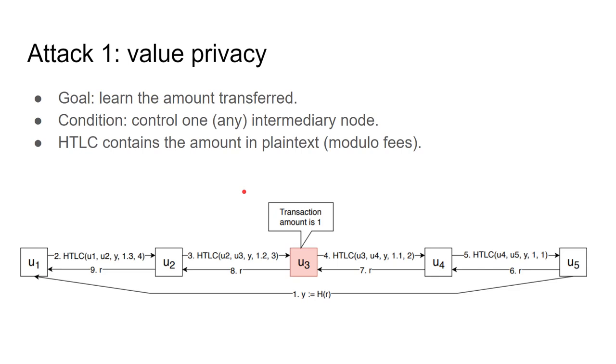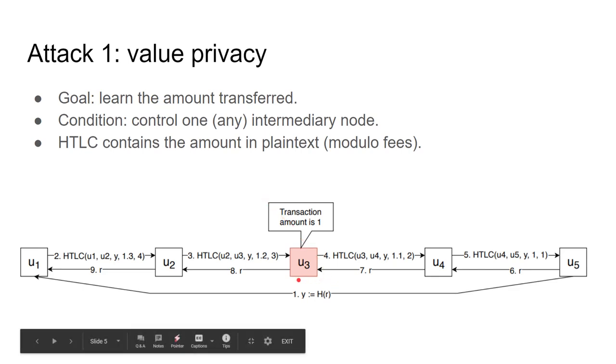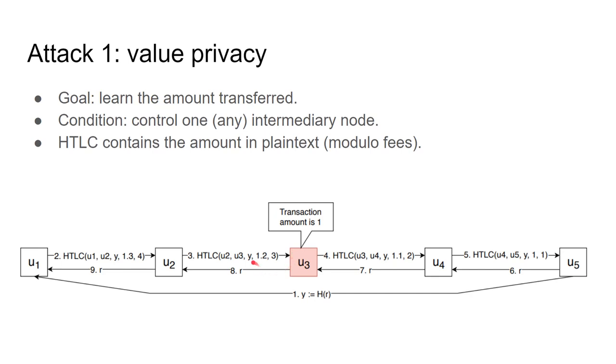In the Lightning Network, the amounts are not hidden. They are not encrypted. They are transferred in plain text. So if user number three just wants to know how much money is being transferred through this node, then they can just look it up in the HTLC and see that they received an HTLC of value 1.2 and they were asked to forward an HTLC of value 1.1, which means that the true value of the payment is approximately 1. Of course, we cannot say for sure because different nodes may have different fee policies.